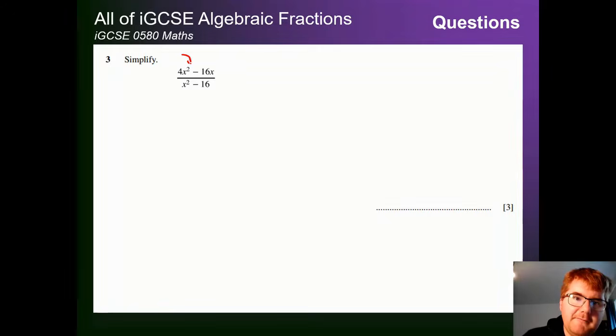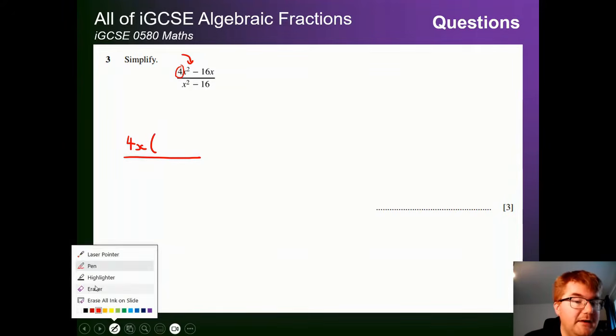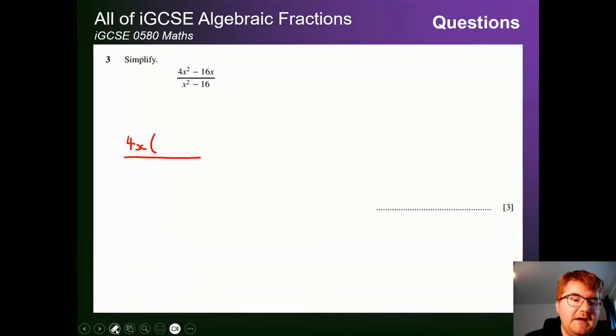I look at the top of my fraction and ask, what do they have in common? So notice there's an x in common. And then let's look at the numbers. So what number goes into 4 and 16? That's going to be 4. And now we work backwards. So what do I multiply 4x by to get 4x squared? That's going to be equal to x. What do I multiply 4x by to get minus 16x? It's going to be minus 4.